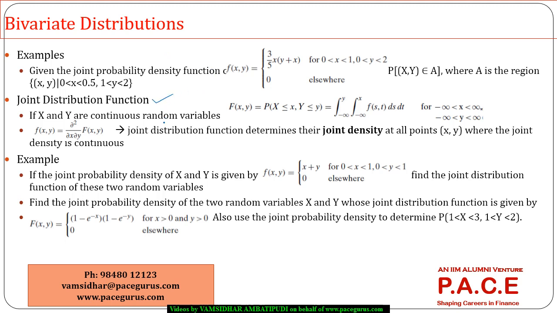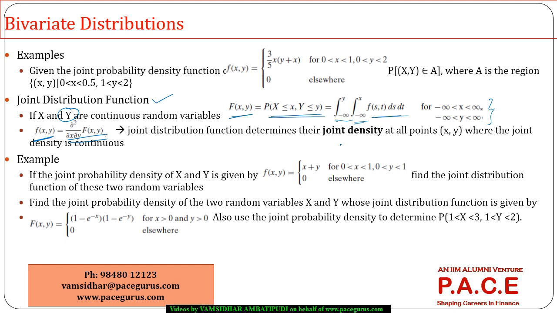Then we are also talking about a joint distribution function. If x and y are continuous random variables, the distribution function is always capital F of xy, where we are talking of probability of X less than or equal to x, Y less than or equal to y. So integrating between minus infinity to y, minus infinity to x, f of st ds dt. So f of xy, if I want the density function from the distribution function, I'll take the partial derivatives associated with x and y.